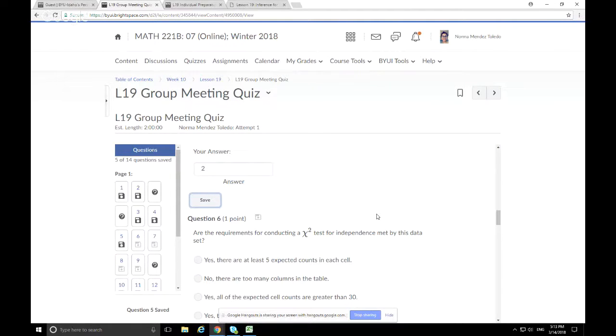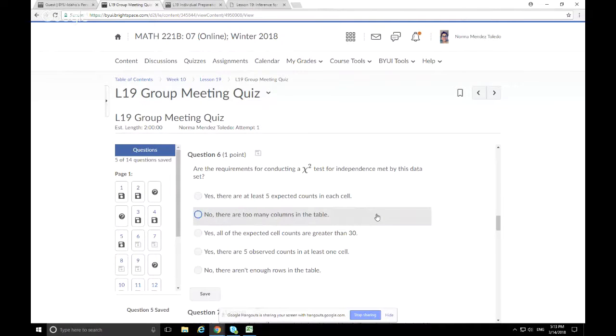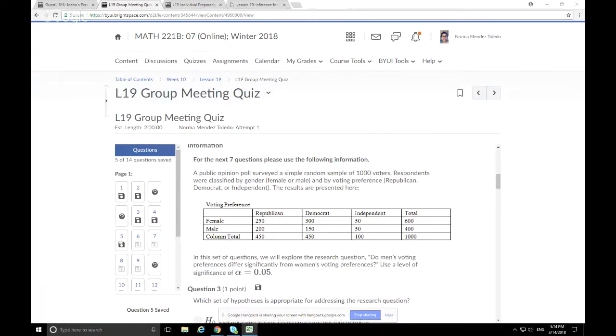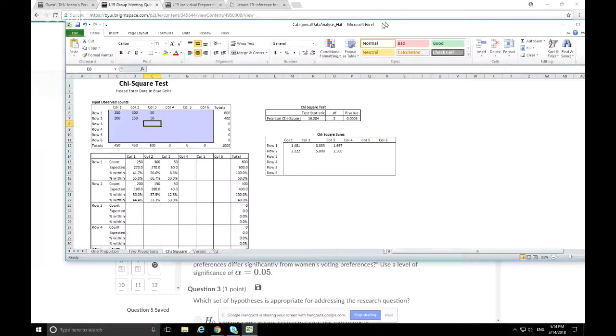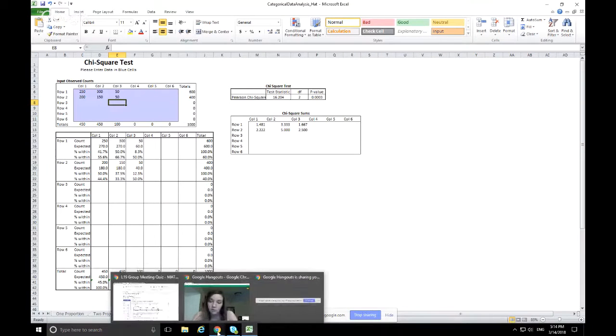Okay. Are there requirements for conducting this degree of freedom test? Yeah, a chi-squared test. What are the requirements for conducting this test for independence met by this data set? So, do we just input it? Oh, yeah, I guess. So we put this table into the file. Let me see. So it does the totals for us. So that third row would be blank, right? Oh, yeah.